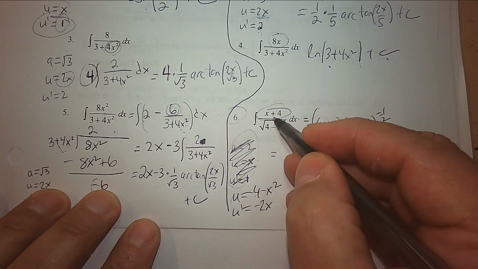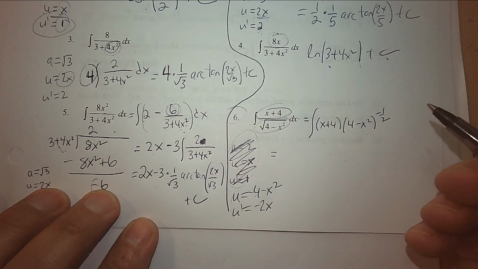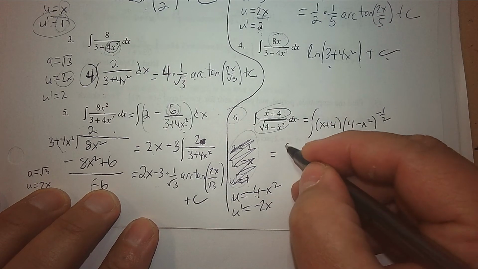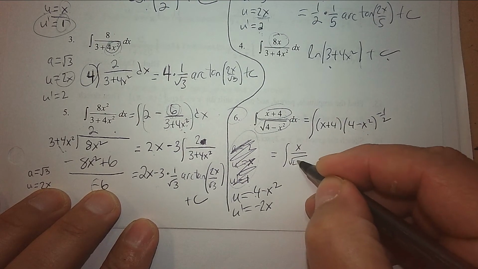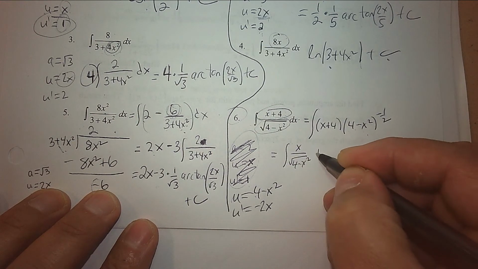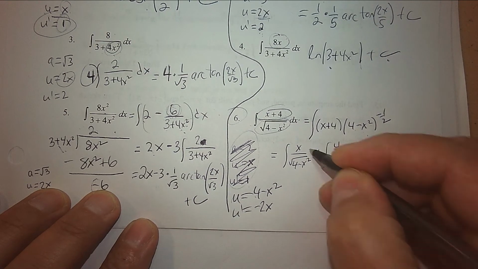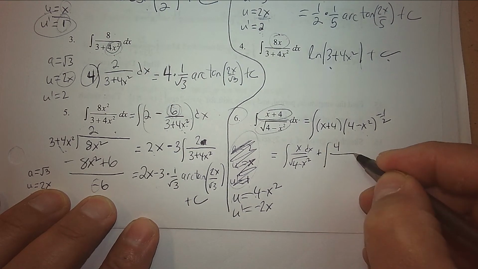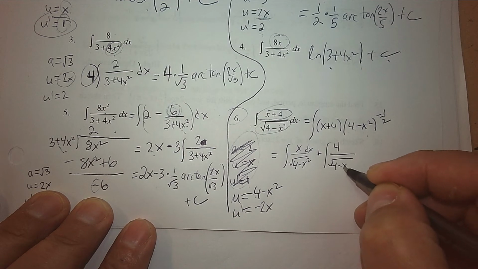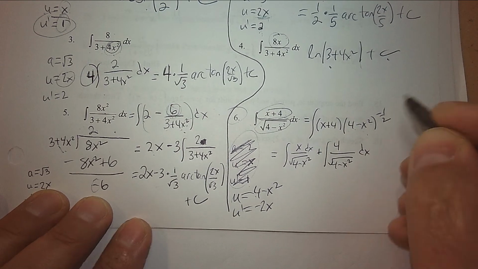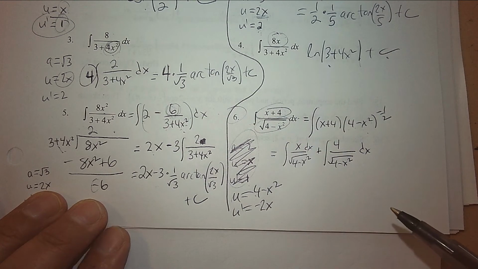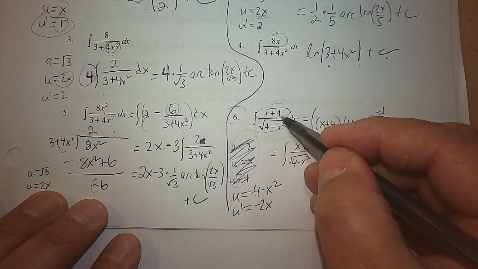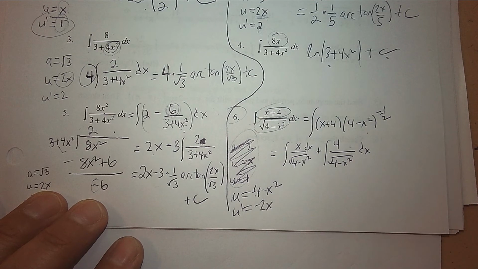The denominator is like a monomial. I can write this as x over the square root of 4 minus x squared plus 4 over the square root of 4 minus x squared. That monomial, like having one thing on the bottom, can go to both the x and the 4.